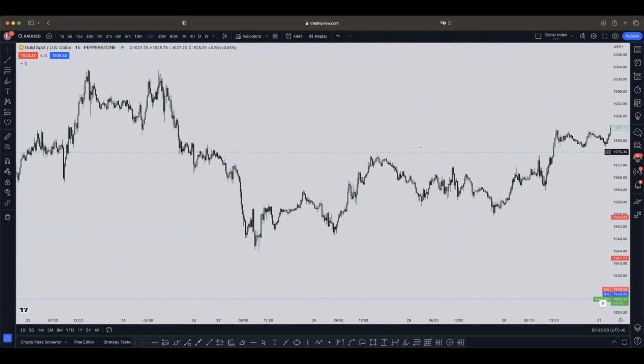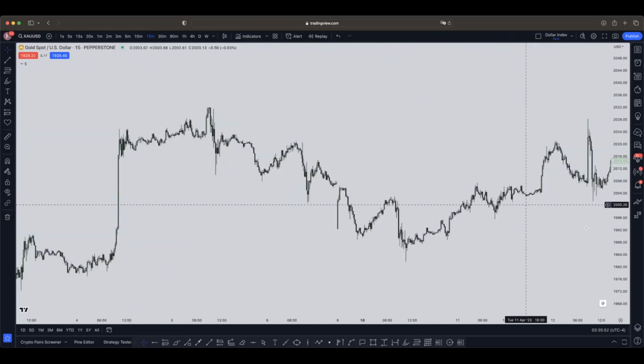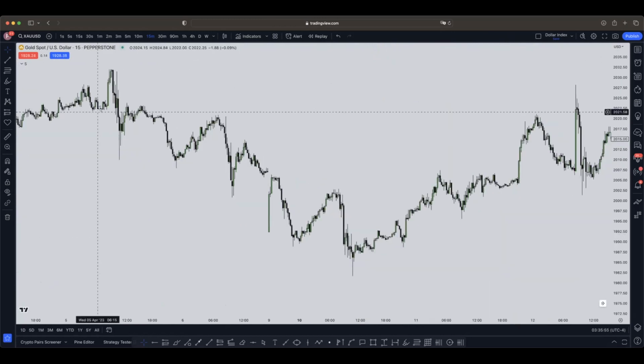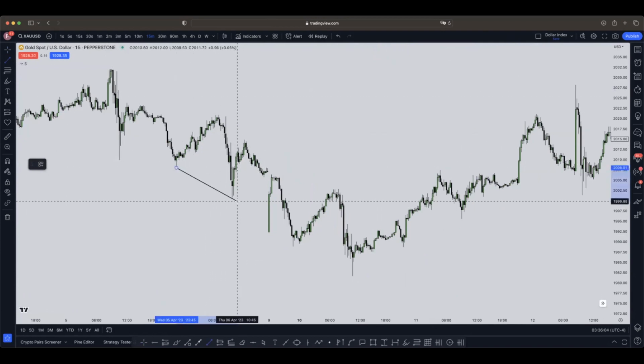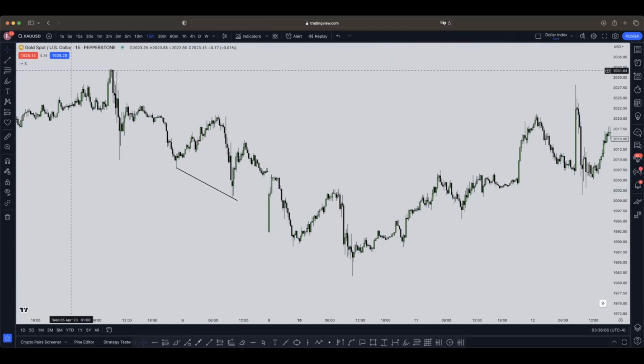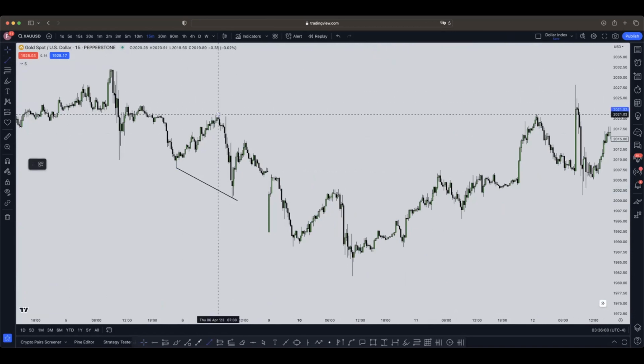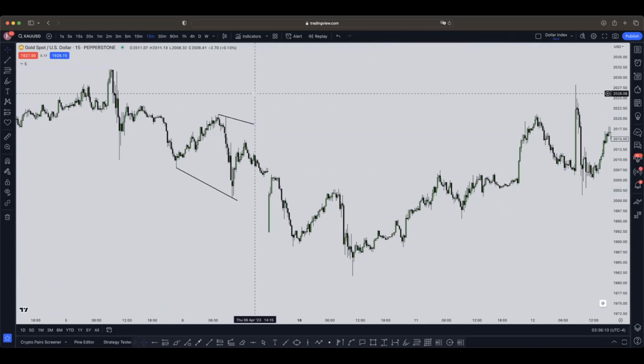Go to another random day here. All right. Let's see. Okay. Low to low, highest high to that. Is it symmetric? Yes. Why? Low to high, high to low. Symmetric.